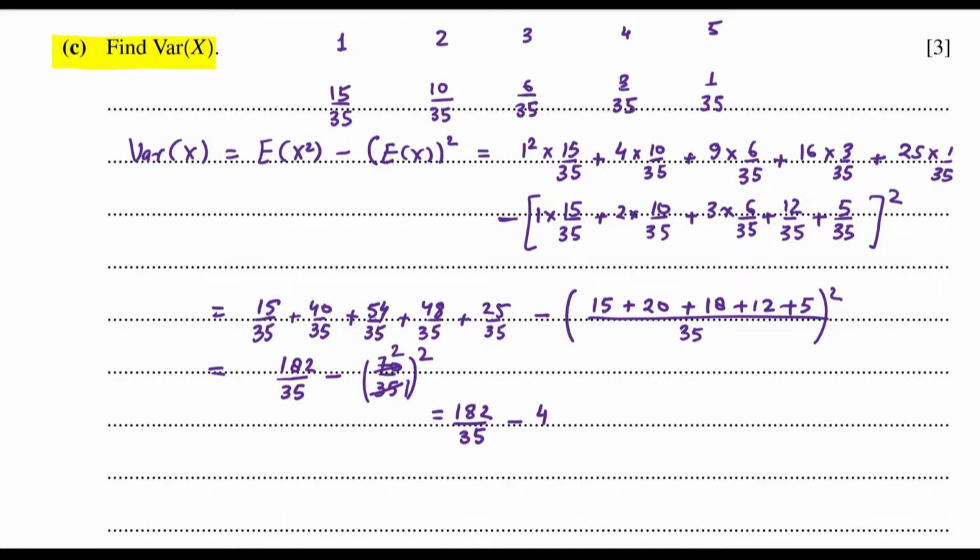So 182 over 35 minus 4 is 6 over 5. So we can write our answer directly at the last as 6 over 5, or we can write 1.2, and that's the variance.